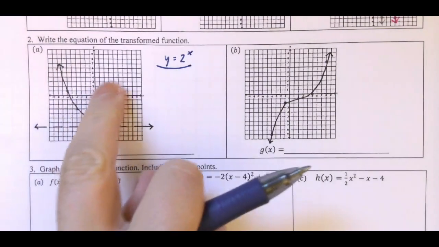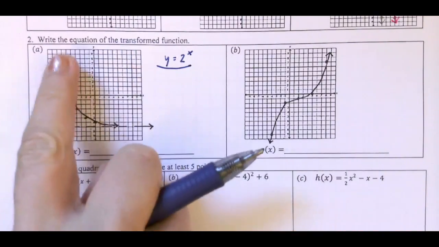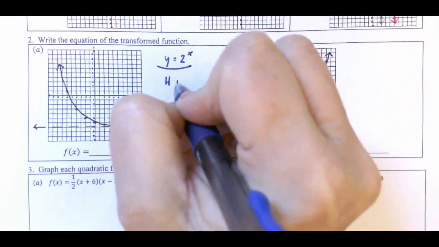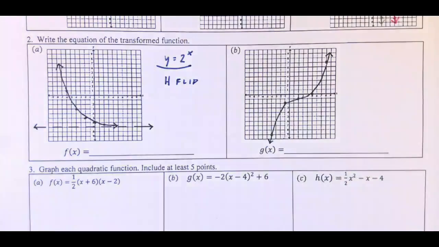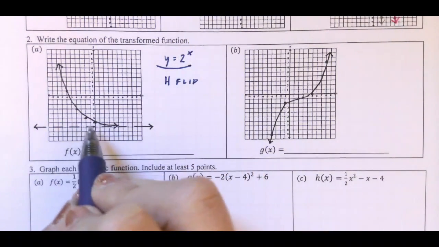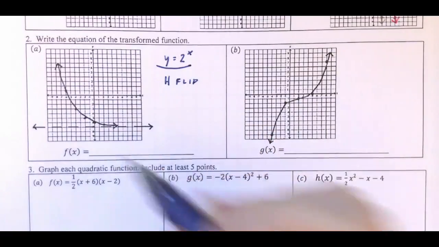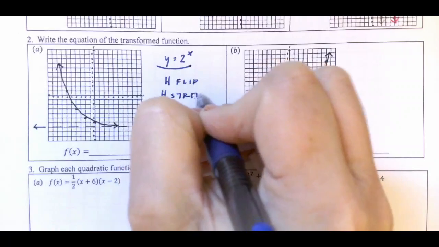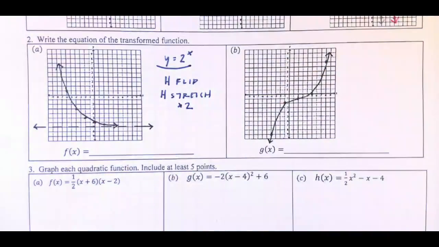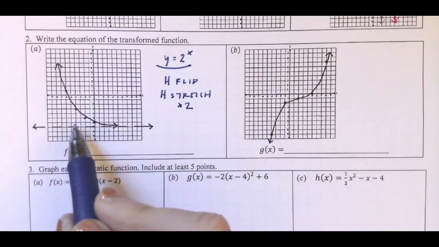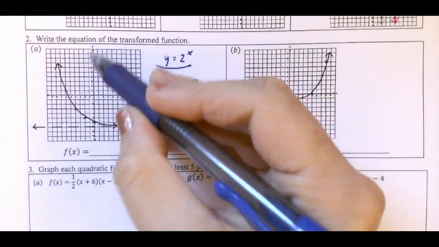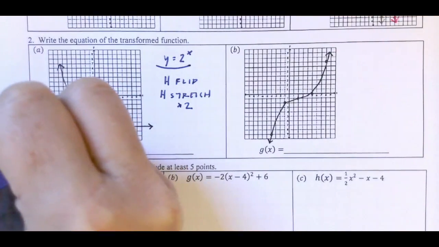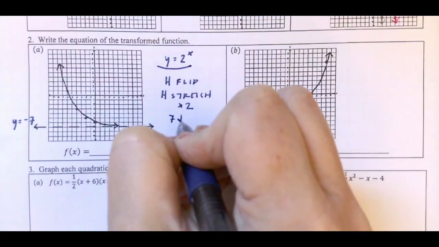Here I can see that instead of growing like this, it is decaying, right? It's losing value. So that signals to me that there's a horizontal flip. Okay, I can also see that it is stretching away from that y-axis by a factor of 2. So a horizontal stretch by 2, right? The x values have doubled. Their distance away from that y-axis has doubled. And then my asymptote is down here at y equals -7. So it's moved 7 units down.